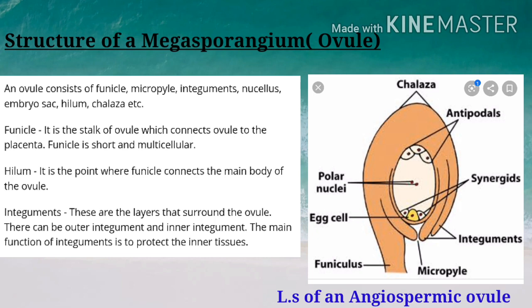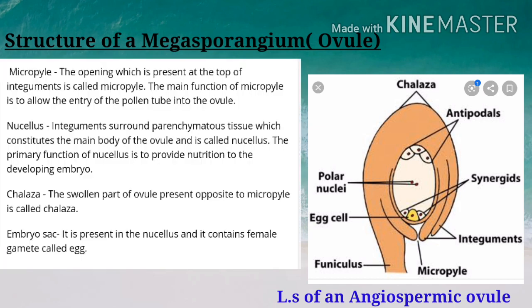Next is the integument. These are the layers that surround the ovule. It may have two parts, the outer integument and the inner integument. The main function of the integument is to protect the inner tissues of the ovule. Next is the micropyle. If you see the diagram of an angiospermic ovule, it consists of two ends. One is the chalazal end, another is the micropylar end. In the micropylar end, you can see there is an opening. That is the micropylar pore.